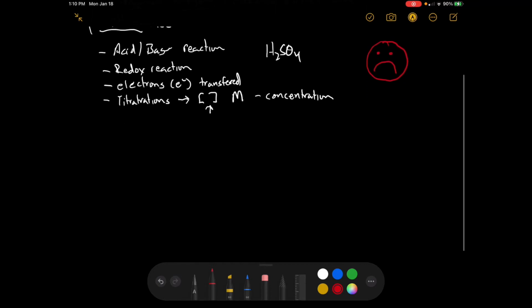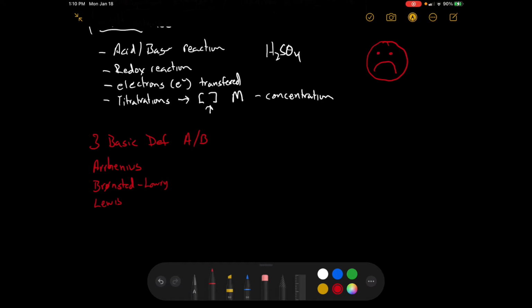There are three basic definitions of acids and bases. One is going to be the Arrhenius definition. The next one is going to be the Bronsted. I haven't figured out how to do that on a computer yet, so that line through the circle, Bronsted-Lowry definition, and then finally the Lewis definition. So let's define these.